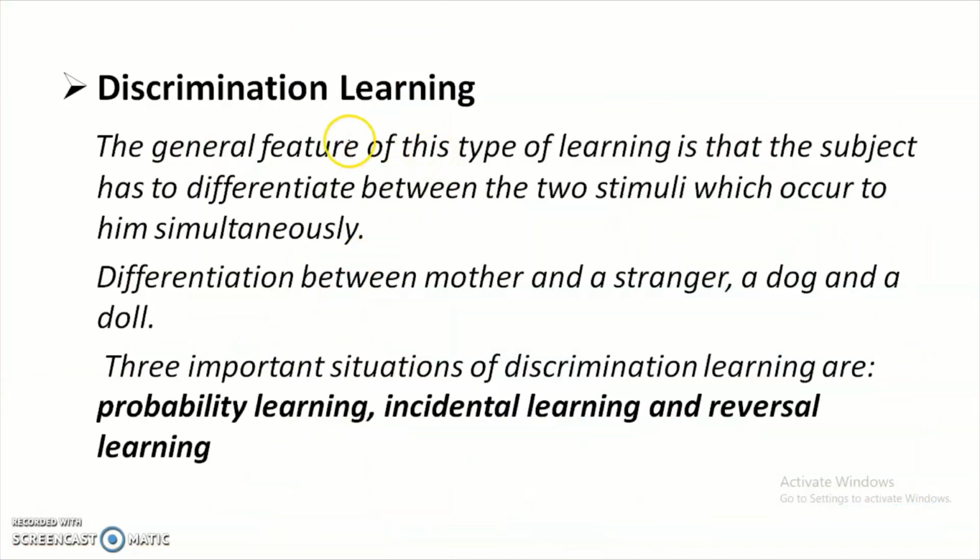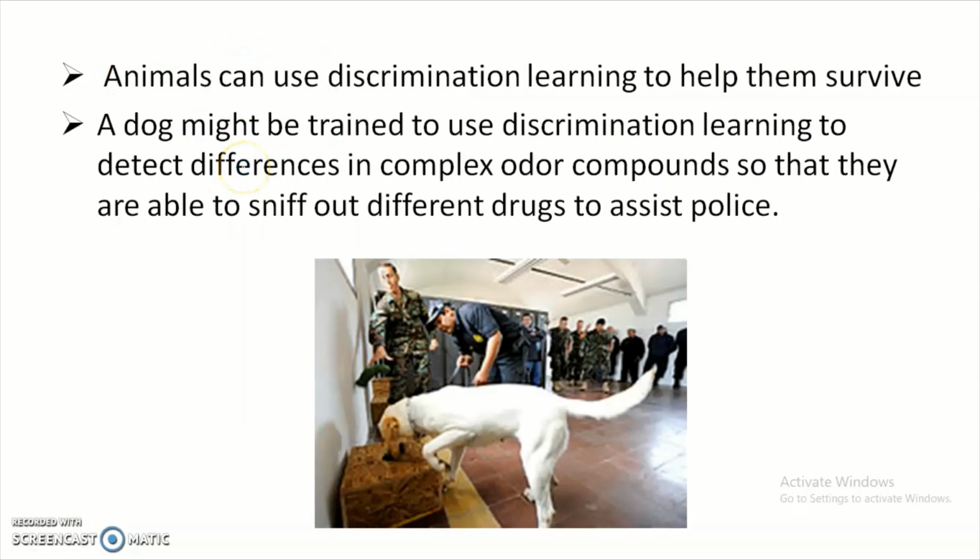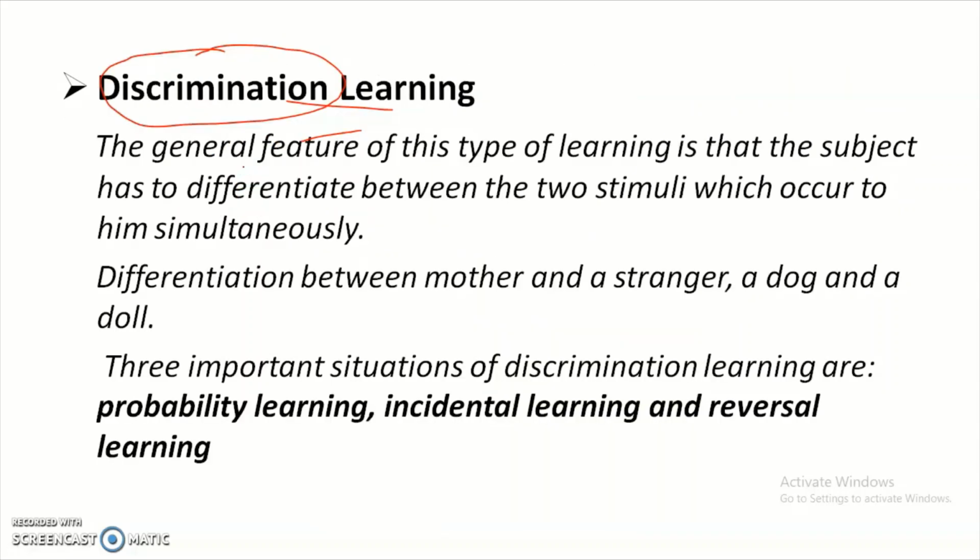And the next one is discrimination learning. Discrimination is nothing but differentiation, right? First we'll see the definition and then I will explain what exactly it is. The general feature of this type of learning is that the subject has to differentiate between two stimuli. That means two situations which occur to him simultaneously. Whenever two situations happen simultaneously, then we are able to discriminate which one is which, right?